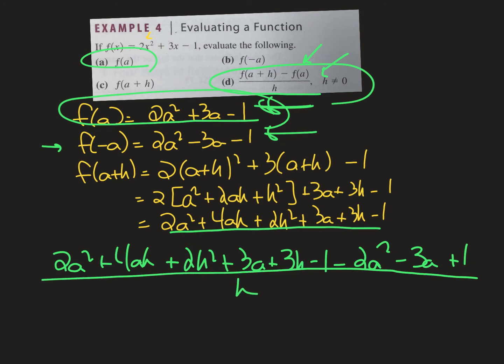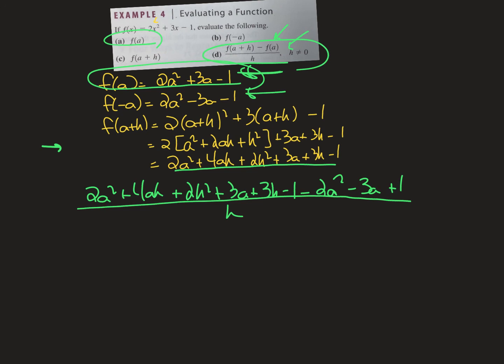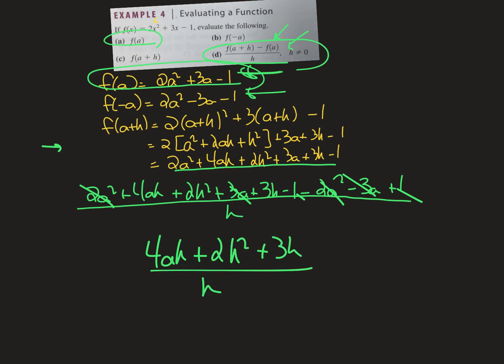That looks crazy. It looks huge. It is, but watch what happens. I'm hoping something pretty good is going to happen. First of all, the 2a squareds cancel. The 3a's cancel. The 1's cancel. So it leaves me this. So 4ah plus 2h squared plus 3h on the top with an h in your denominator. Now, because all the terms on the top have an h, I'm going to divide the h to the top. I'm going to cancel all the h's. So I'm going to have 4a plus 2h plus 3 when I cancel that.